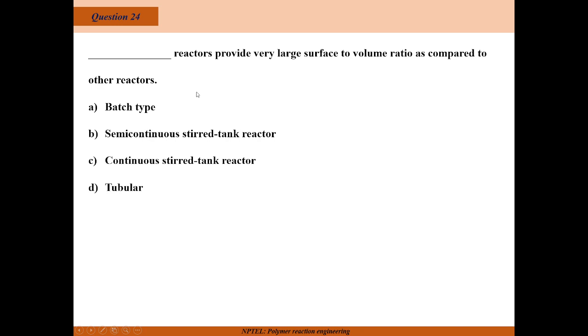So tubular reactors provide very large surface to volume ratio as compared to other types of reactors: batch reactors, continuous stirred tank reactors, semi-continuous, continuous tubular. We have our tubular, I believe, because we had one discussion about that closed system. So comparing to all other types, the tubular one has the highest surface to volume ratio.